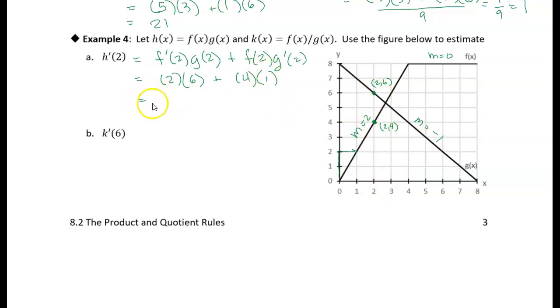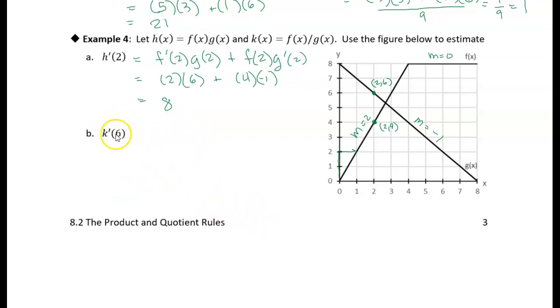Okay. Then it's just arithmetic. So we have 12, whoops, that should be minus 1. So 12 minus 4 gives us 8. So the derivative of h at 2 is 8.